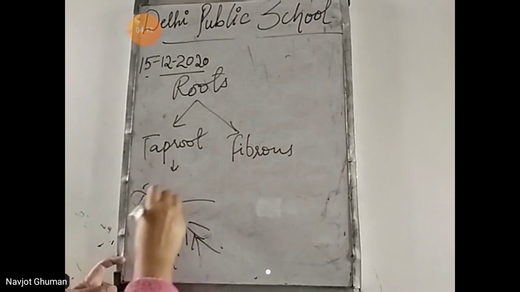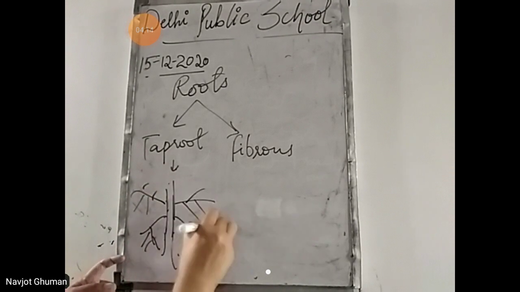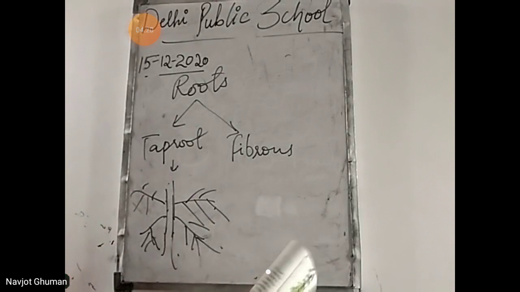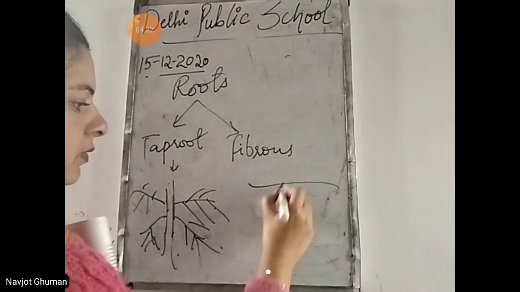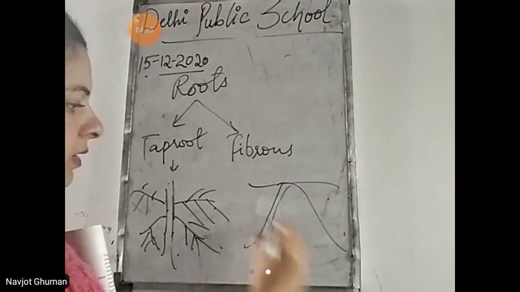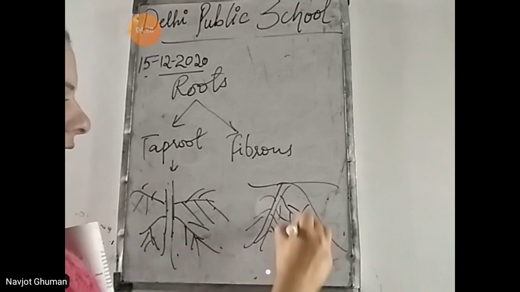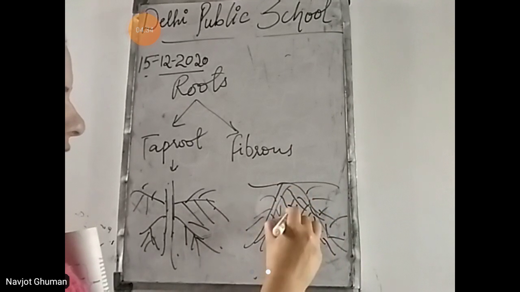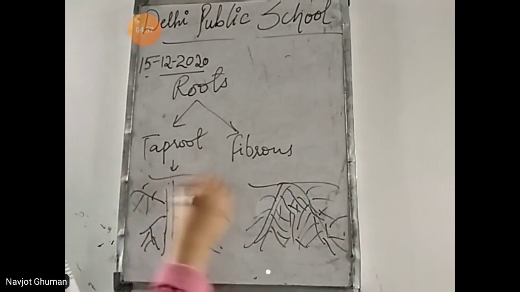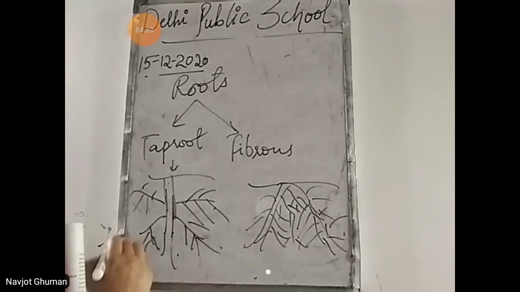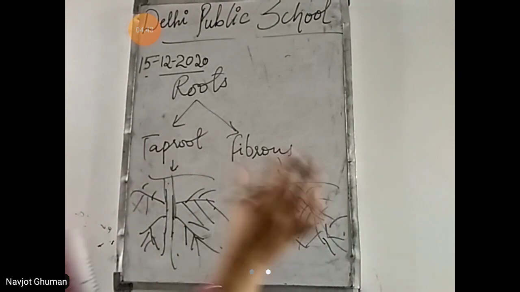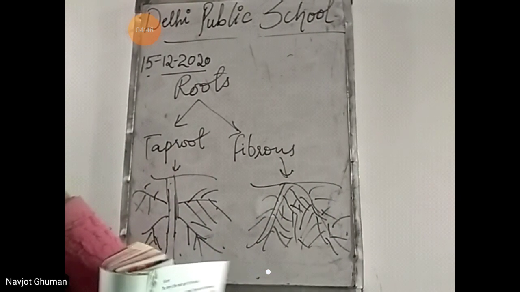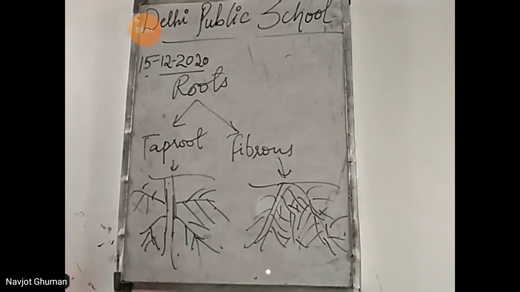एक रूट से बाकी रूट्स निकलती हैं. The main root is there, this is the main root, and the other roots are originating from the main root. That is the tap root. Next comes your fibrous roots. In fibrous roots, there isn't any main root. These roots are like fibers, bushy. जैसे fibers होते हैं, they are like that only. There isn't any main root. जैसे इसमें एक main root है, main root से बाकी roots originate होती हैं. But in fibrous root, there isn't any main root. All the roots originate from one origin only and they look like fibers, bushy.